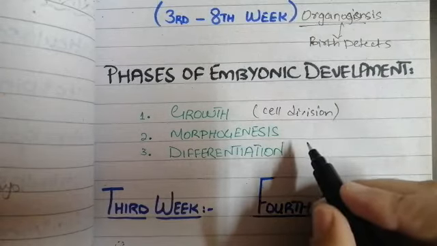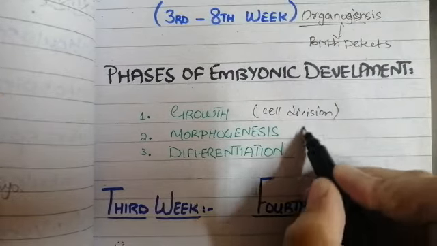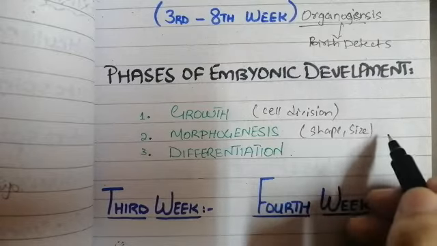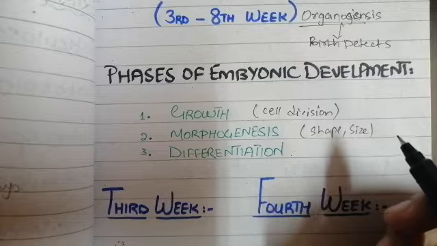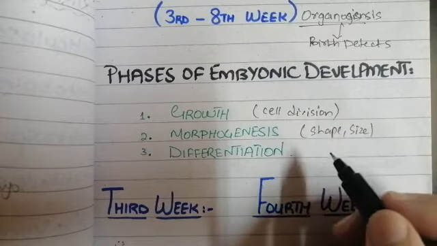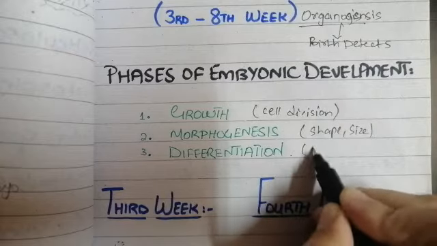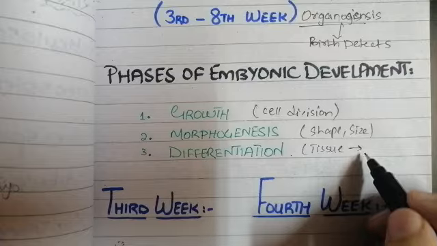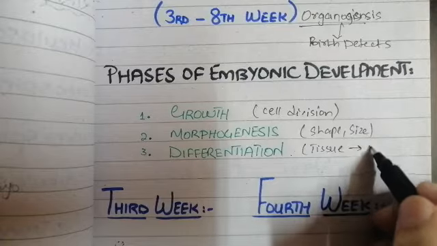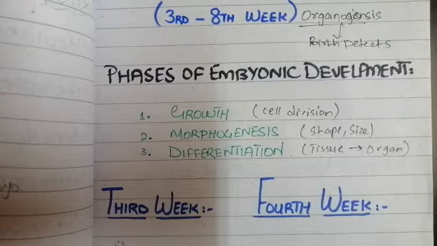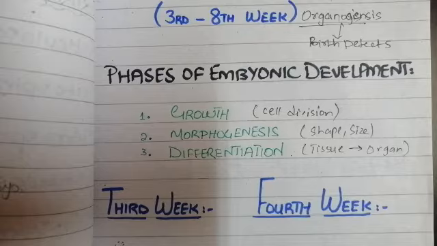Then another thing that occurs in the embryonic period is morphogenesis. That means the change in the shape and size of a developing embryo, and because of this change of the developing embryo, these tissues become a part of an organ. Then comes differentiation, in which the different tissues ultimately convert into the organ or the organ system in which they need to be functioning. So that's why this period is very important, and it is also called the period of organic development.